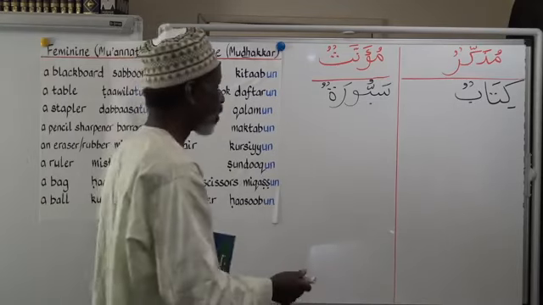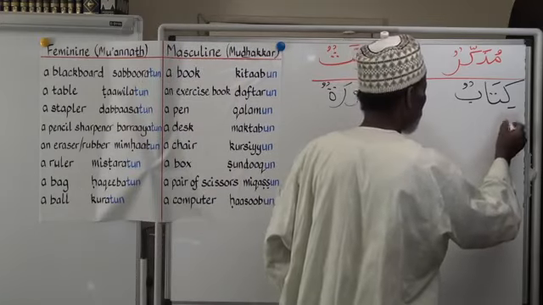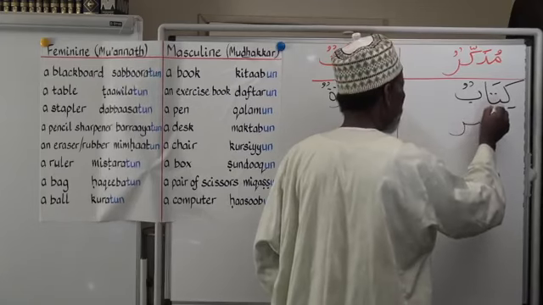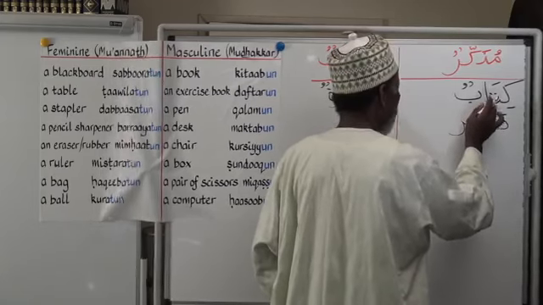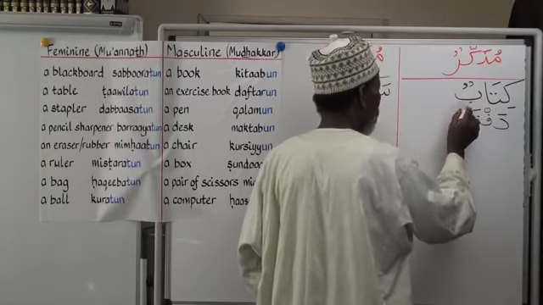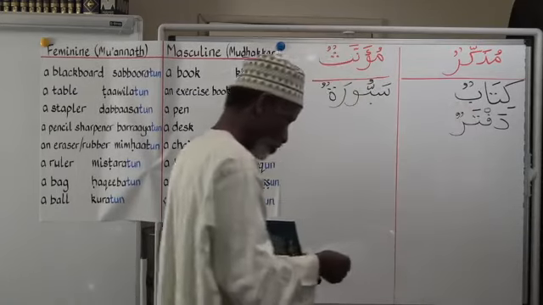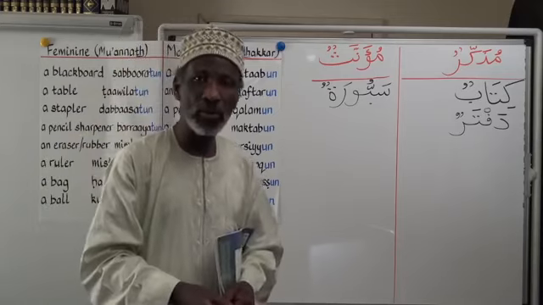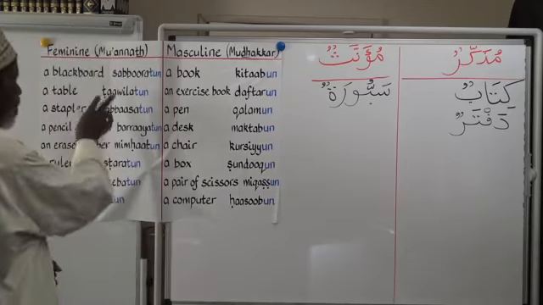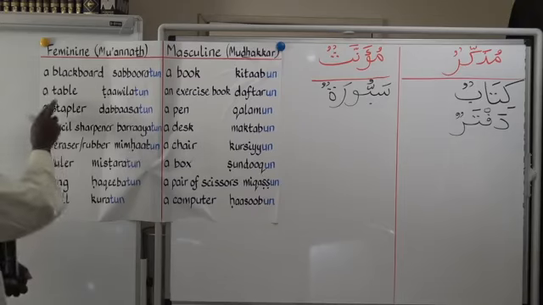One more. The next under the mudhakkar list is daftarun. Daftarun: sukun, ta, and run. So we have daftarun, an exercise book or notebook. And under the mu'annath section, feminine, the second word is a table.